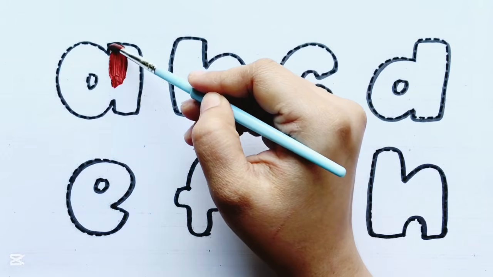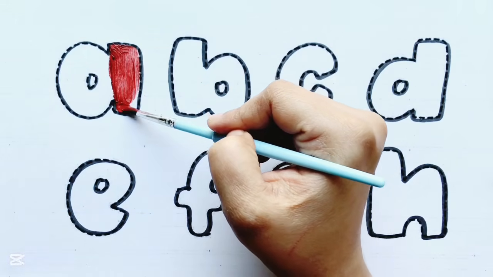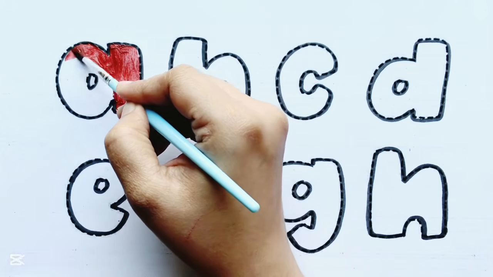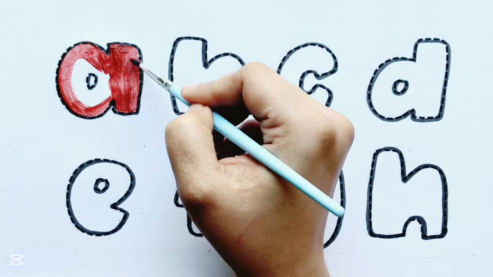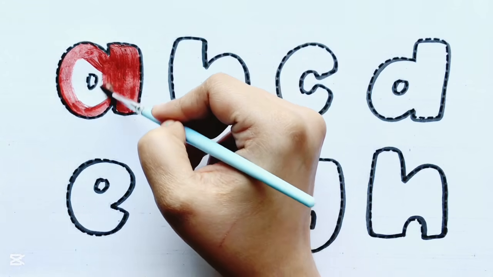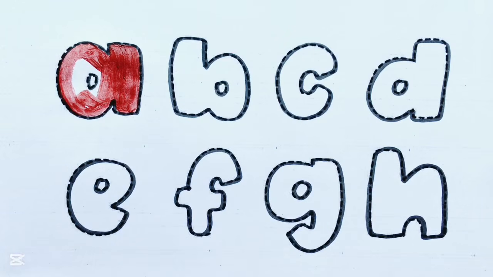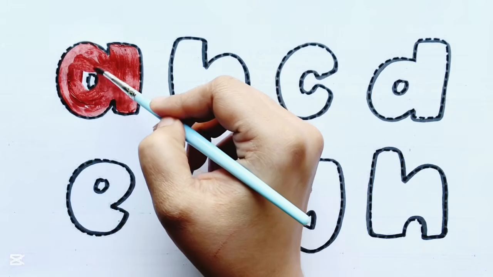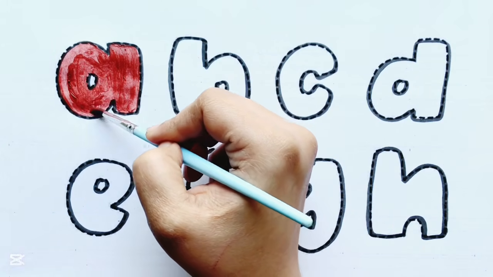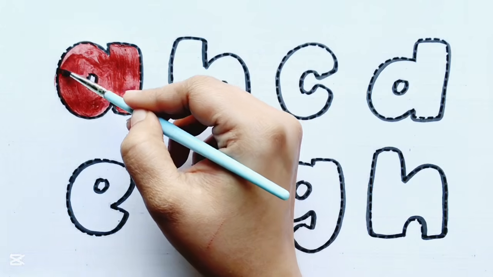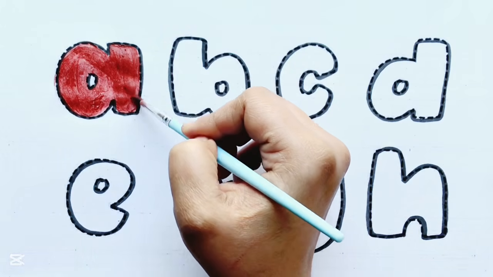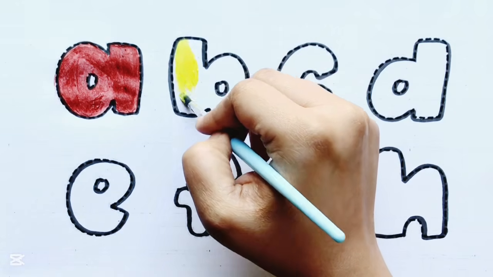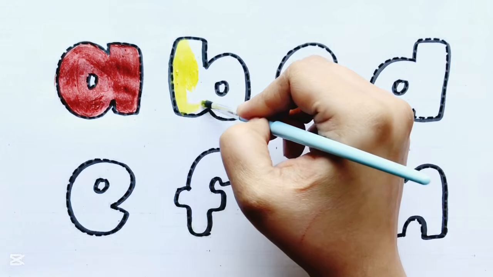Let's paint. Brown color. A for ant. Yellow color. Small letter B. B for butterfly.